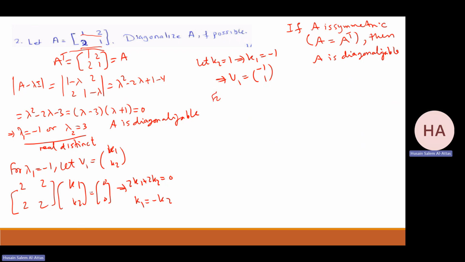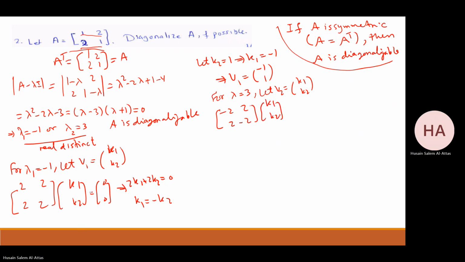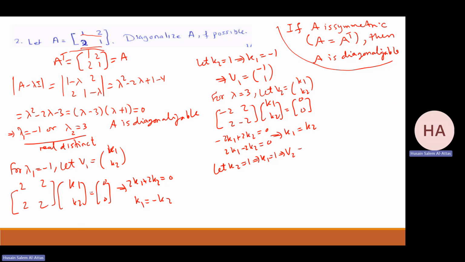Now for lambda equal 3, I let V2 be k1, k2. So I have minus 2, 2, 2, minus 2. So I have minus 2k1 plus 2k2 equals 0. The second equation is the same, multiplying by minus 1. So k1 equals k2. I let k2 equal 1, k1 equal 1. So V2 will be 1, 1.